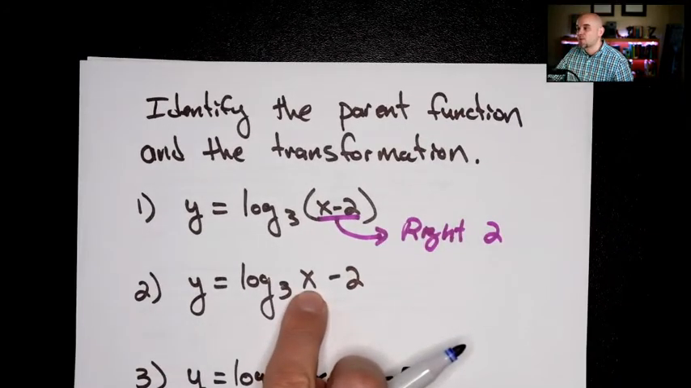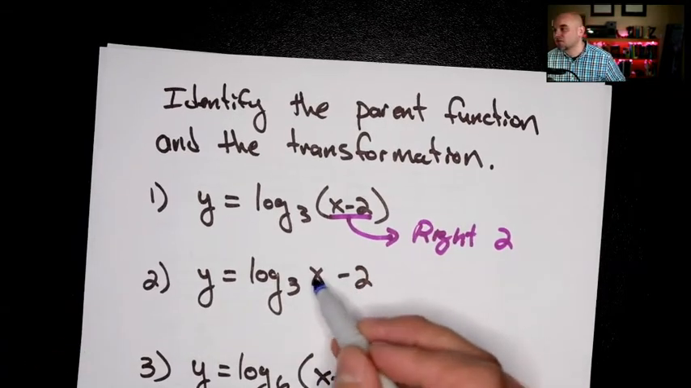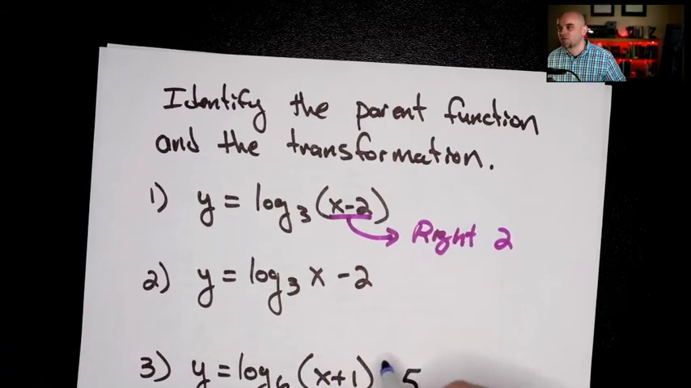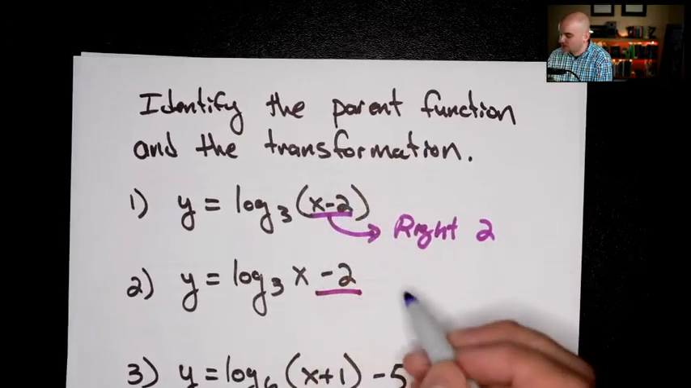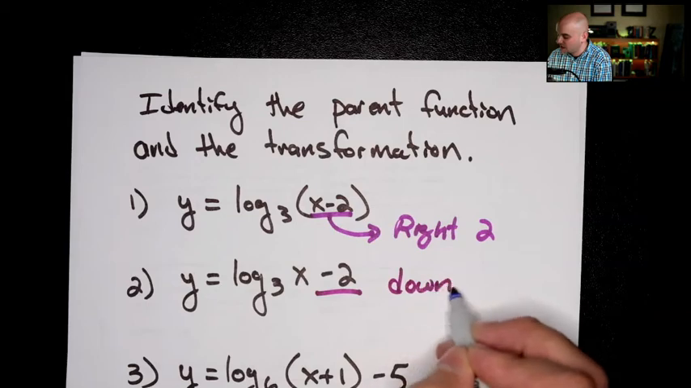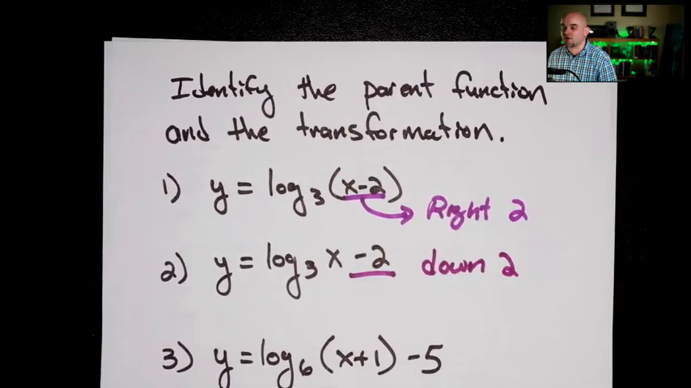This one I didn't wrap in parentheses, did I? So I'm saying take the log base 3 of x and then subtract 2 from your value. So this minus 2, because it's not grouped with the x, means to move it downward 2. Be very careful. Notice how close those look, but they're very much different. One moves it to the right 2, one moves it down 2.